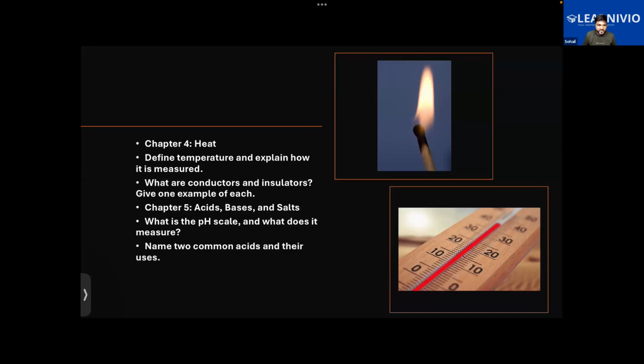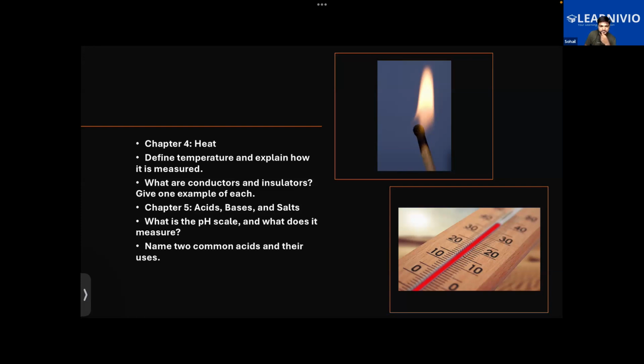Next, define conductors and insulators. Yeah, quickly answer this. Conductors are objects which allow heat and electricity to flow through them, while insulators don't allow heat to flow through them. Conductors, example: silver. Insulators, example: rubber.